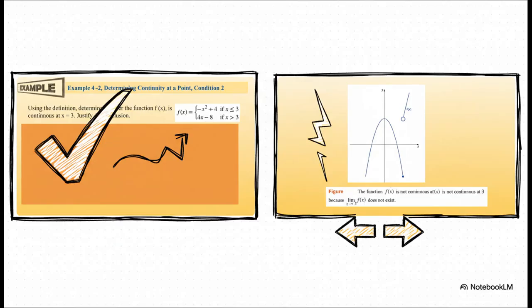First up, does a point exist at x equals 3? Well, if we look at the rules, that top rule says it applies when x is less than or equal to 3. So we plug in 3 and we get an answer, -5. You can see it on the graph, it's that solid dot. So it passes step 1. Now for the real question, does the limit exist?